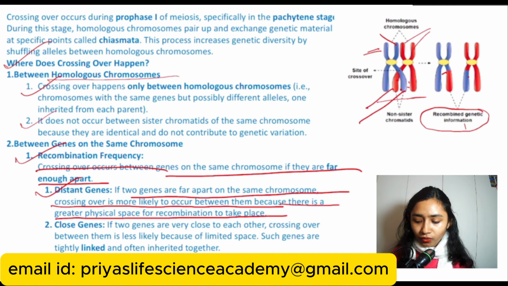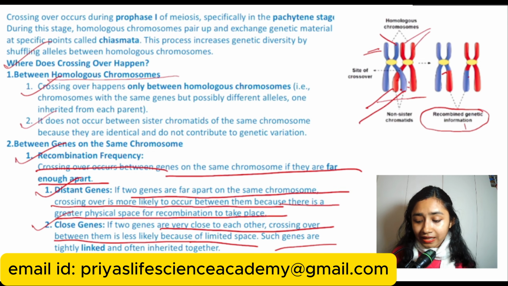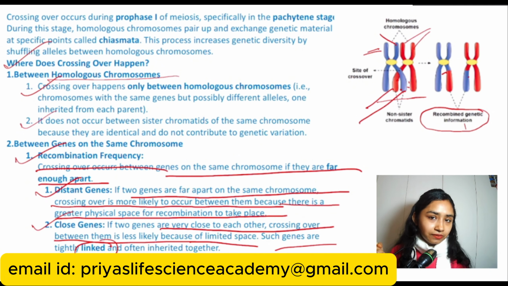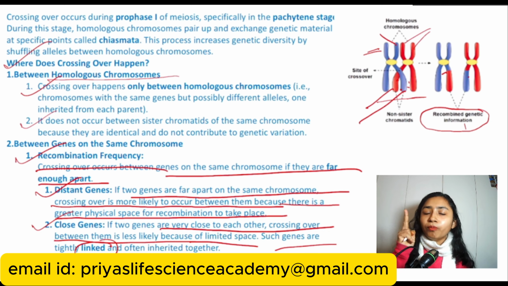And what about close genes? If two genes are very close to each other, crossing over between them is less likely because of limited space. Such genes are tightly linked and often inherited together. Now comes linked genes. So there are 2 points which you need to consider. One is crossing over between two distantly spaced genes, and one is linked genes.